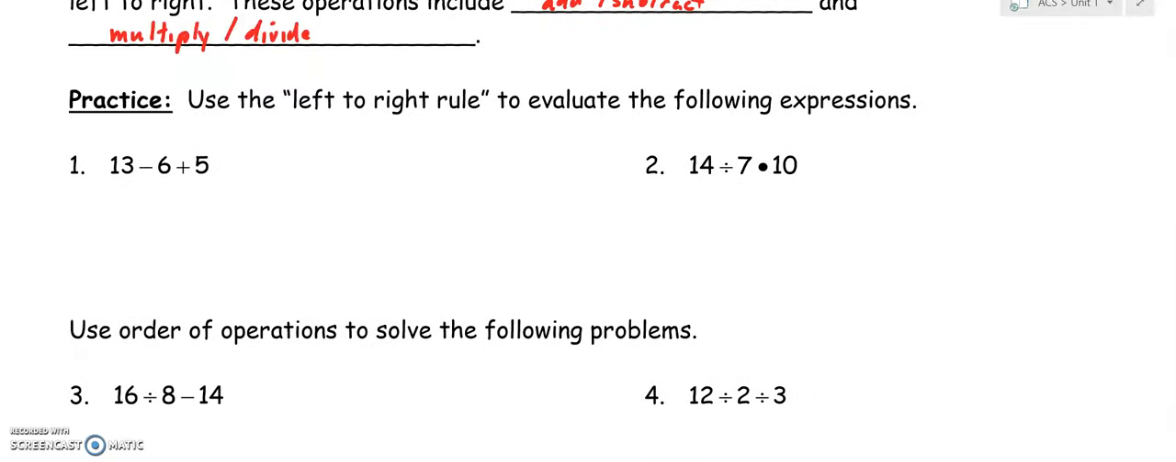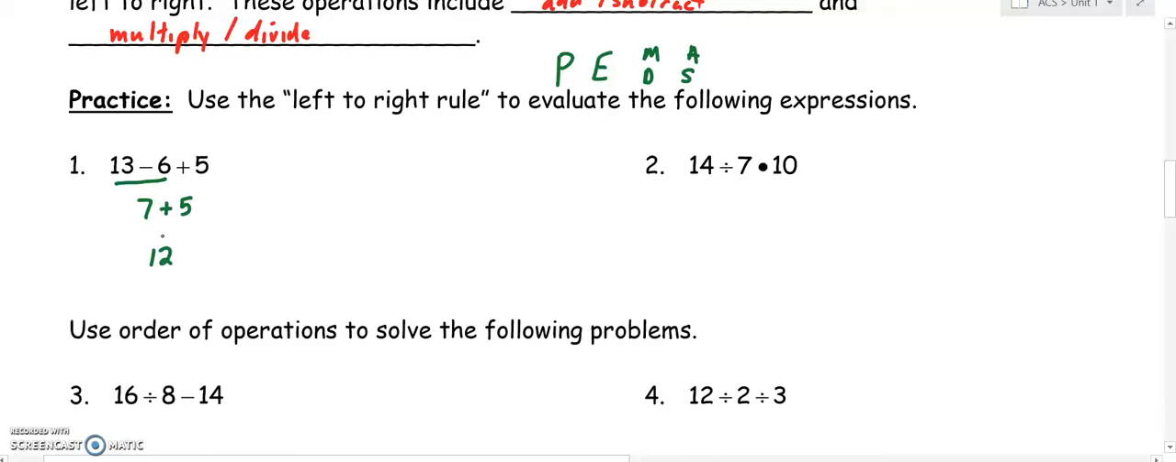In number 1, we have 13 minus 6 plus 5. So first thing I see here is an addition or a subtraction and an addition. Because they're in the same step of PEMDAS, they're both in that last step, they have the same importance. So I'm going to go from left to right. So first I'm going to do 13 minus 6, which is 7. I just carry down the plus 5, and then 7 plus 5 is 12.